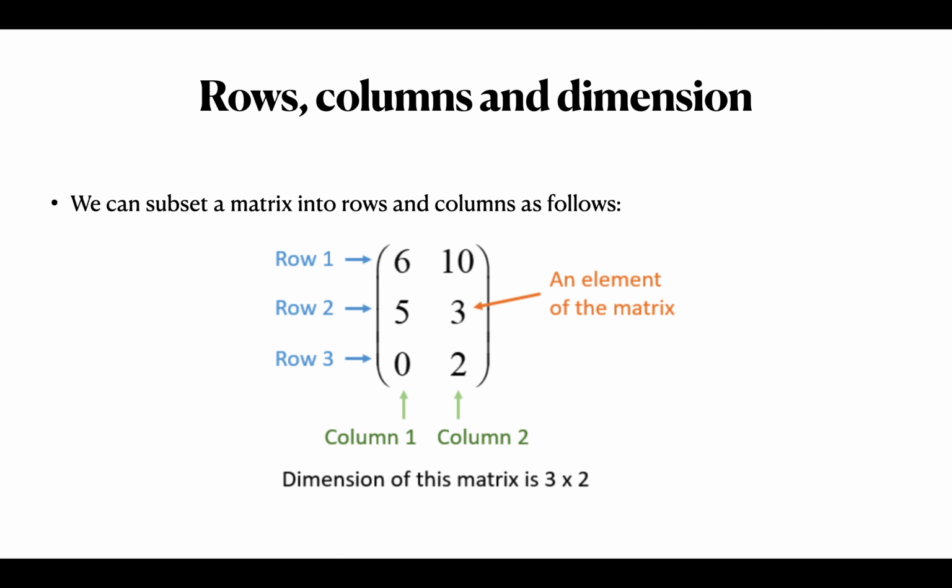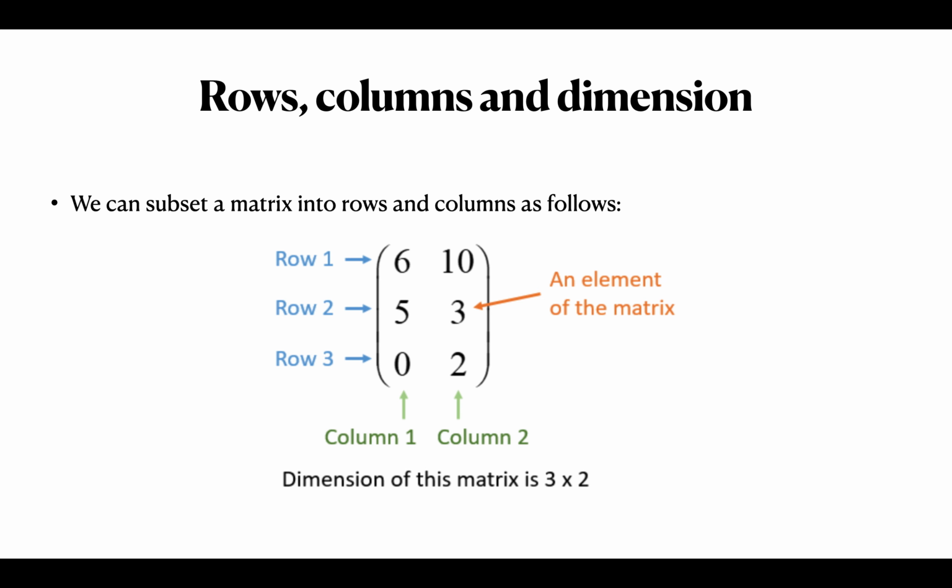Now, there's some kind of structure to matrices, and there's some terminology that you need to know. You can subset a matrix into what are called rows and columns. If you look at this matrix here, it's 6, 10, 5, 3, 0, 2. The first horizontal series of numbers, 6 and 10, is called row 1, or the first row. The horizontal series 5, 3 is called row 2. And the last one, 0, 2, is row 3.